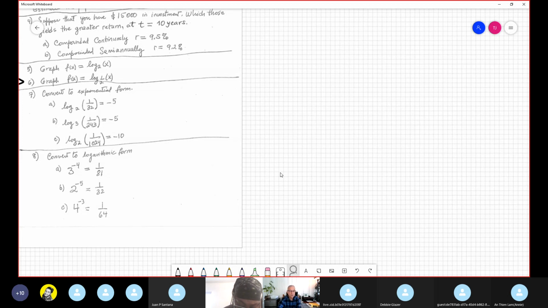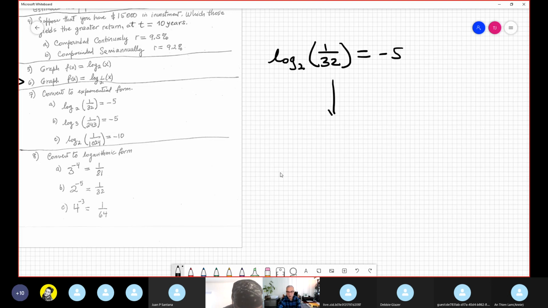Let's do it. I want to verify or convert to exponential form: logarithm base 2 of 1 over 32 is equal to -5. You need to change to exponential. Remember the idea of identification. Who is the base? The base is 2. What is the exponent? The exponent is always the answer of the logarithm, and it is equal to the number inside the argument. I change from a logarithmic statement to an exponential statement. That is the answer.